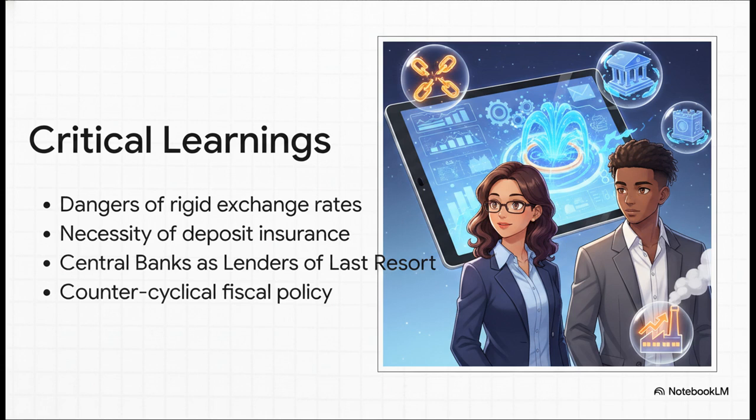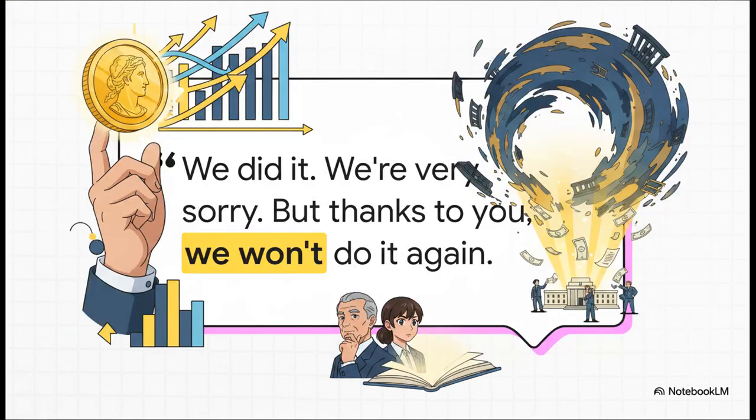First, policymakers learned the grave danger of rigid exchange rates like the gold standard, which crippled emergency responses. Second, deposit insurance is simply non-negotiable if you want to prevent psychological panics and bank runs. Third, and perhaps most crucially, central banks now know they cannot sit idly by. They absolutely must act aggressively as lenders of last resort to expand the money supply during liquidity crises. And finally, when the private sector freezes up, the government has to step in with counter-cyclical fiscal spending to stimulate demand. The legacy of these lessons is very actively alive today.